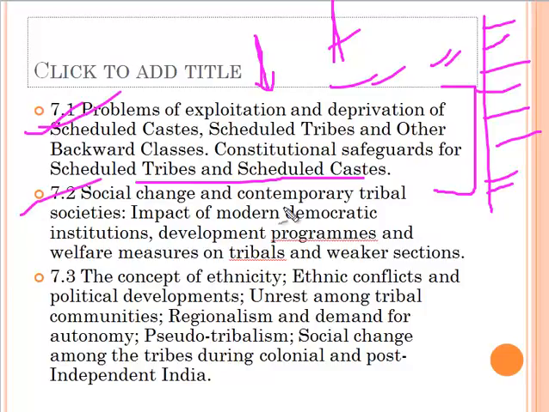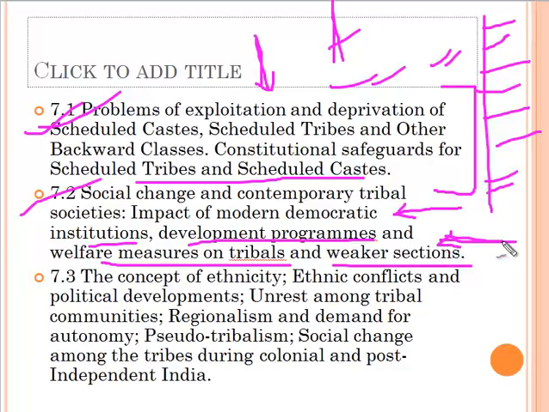Then social change and contemporary tribal societies, and the impact of modern democratic institutions. You know that the PESA Act has been formulated, the Panchayat Extension to Scheduled Areas. So how that is impacting the traditional society of the tribal people, how their traditional chiefs and the elected chiefs differ, what differences they have. Then what the different developmental programs and welfare measures for tribals and weaker sections are, and what their impact is, how much they have worked.